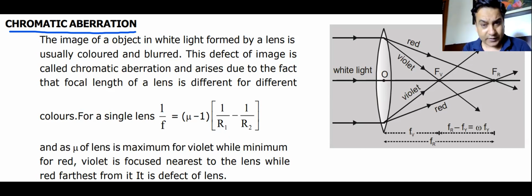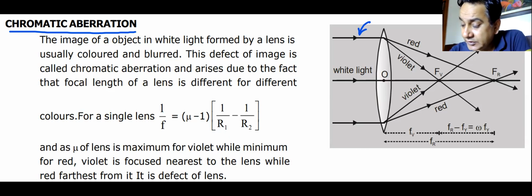Now, why does this defect occur? You can see in the diagram, and this diagram is given on page number 39 in your sheet. Here you see white light incident on a lens. Remember, white light is not a single light. It consists of 7 different wavelengths. Now, when white light falls on this lens, obviously all the different colors have different wavelengths, so they get deviated or refracted differently.